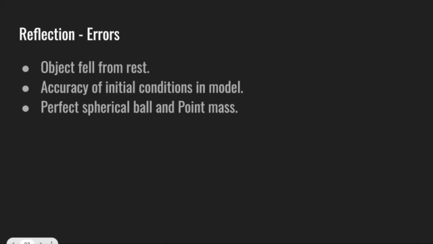Lastly, let's consider the errors. First, we're assuming that the object fell from perfect rest, meaning that it had no motion in the beginning, which is something we cannot be super certain of. Then there is the accuracy of the initial conditions in the model, in which we are assuming that the ball is a perfect sphere and a point mass.